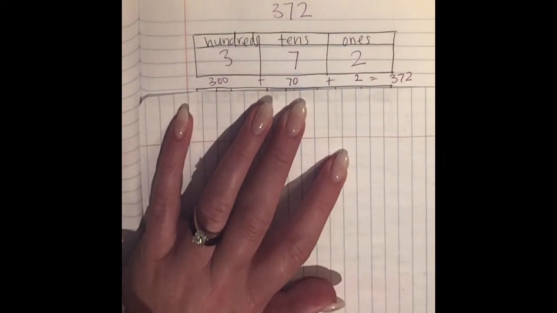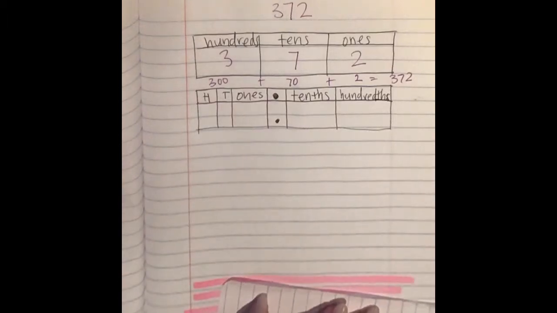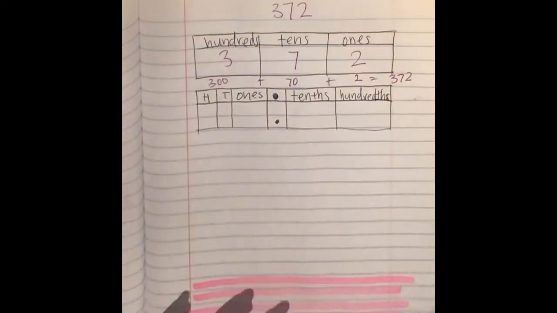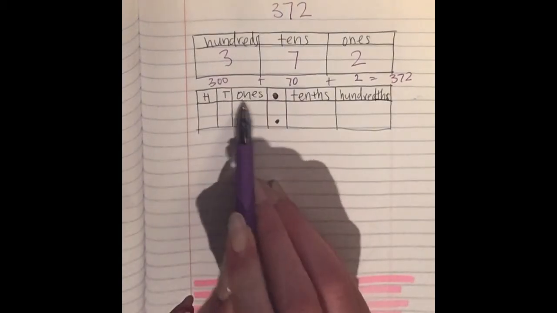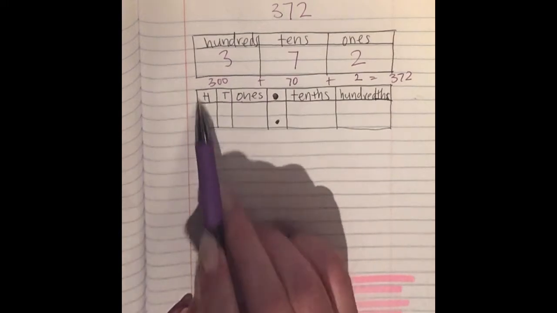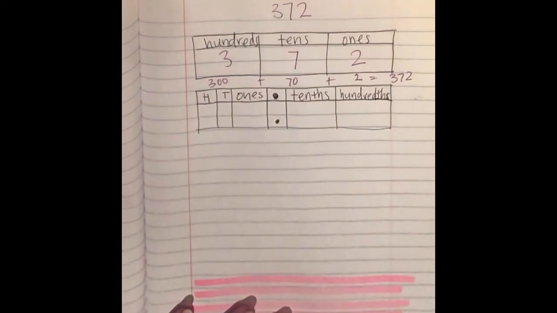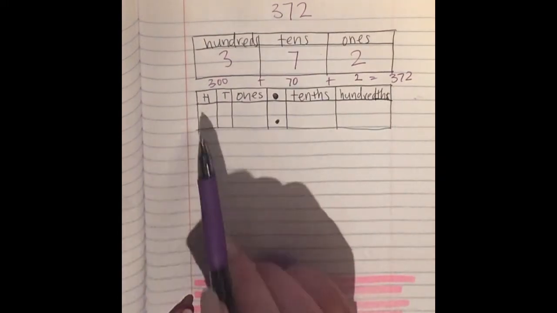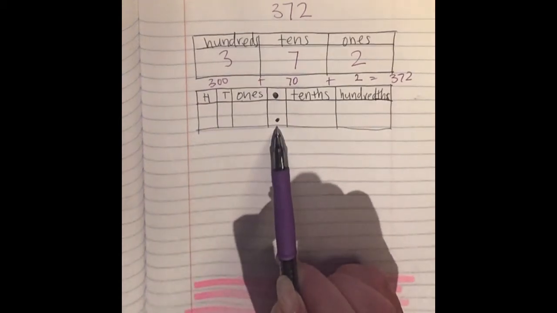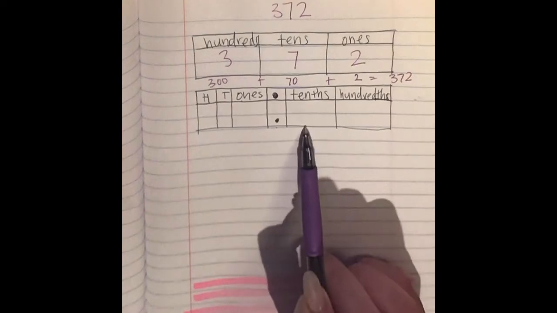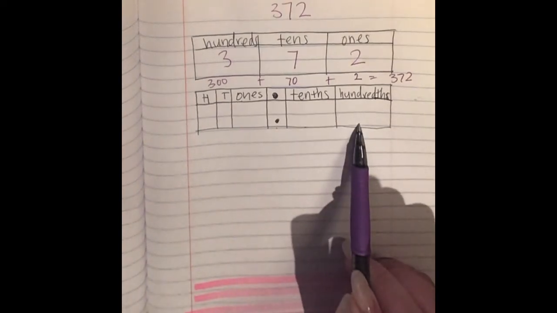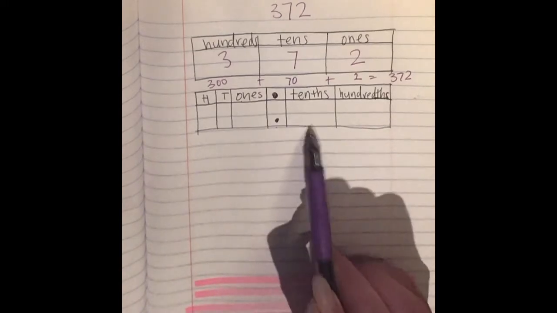But I want to show it to you today with decimals. So it kind of looks the same. We've got our hundreds, tens, and ones, just like we do up here. Right now I need you to pause this video and draw this chart for me. So we have hundreds, tens, ones. Here's your decimal point. And then this place is called tenths. And this place is called hundredths. Tenths and hundredths.